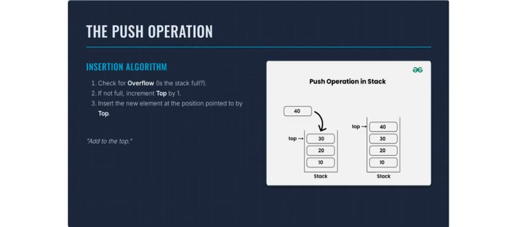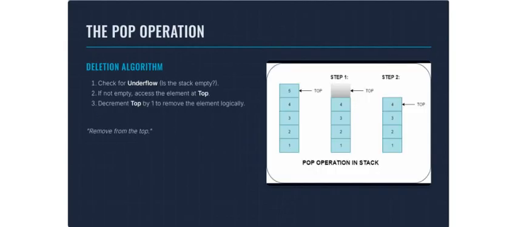It means if the stack is already full, we cannot push an element inside it. If not full, we can insert the new element at the position pointed by the top. So this is the diagram. Here the stack is not full, we have space, so 40 is inserted there. And then we can see the pop operation.